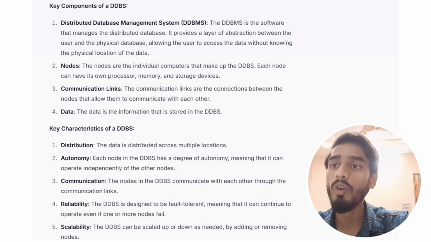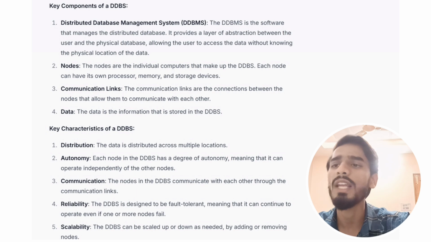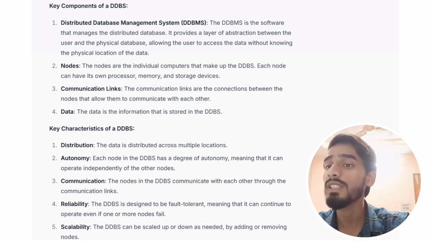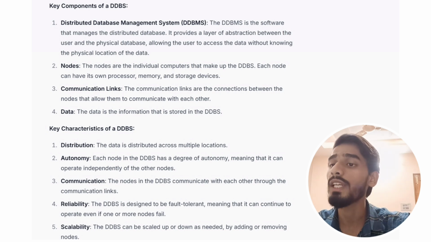Second will be autonomy. Each node in the distributed database system has a degree of autonomy, meaning that it can operate independently of the other nodes. Third will be communication. The nodes in the distributed database system communicate with each other through the communication links. Fourth will be reliability. The distributed database system is designed to be fault tolerant, meaning that it can continue to operate even if one or more nodes fail. Fifth will be scalability. The distributed database system can be scaled up or down as needed by adding or removing nodes.